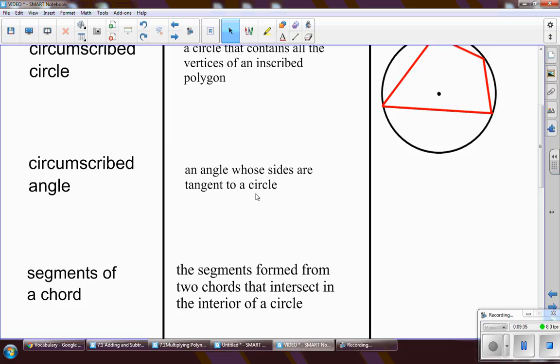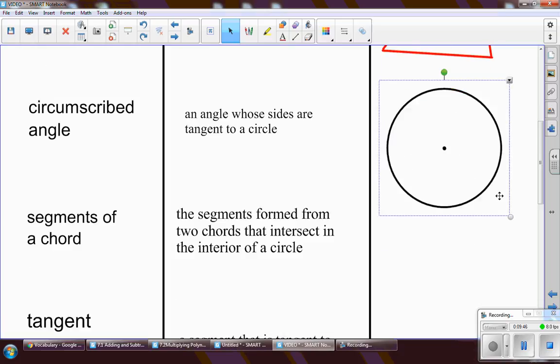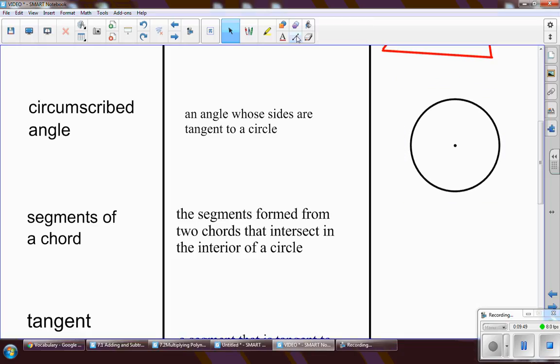So, circumscribed angle: an angle whose sides are tangent to a circle. It's an angle whose sides are tangent to a circle. So we've got another, take this circle. Tangent means that you can only touch the circle at one point. And we'll go right here. So this angle we just made is right there. That's a circumscribed angle, because these two lines here are tangent to the circle. So it's an angle whose sides are tangent to the circle.